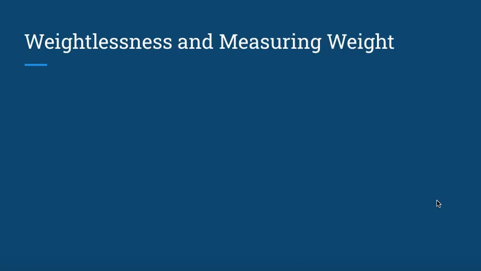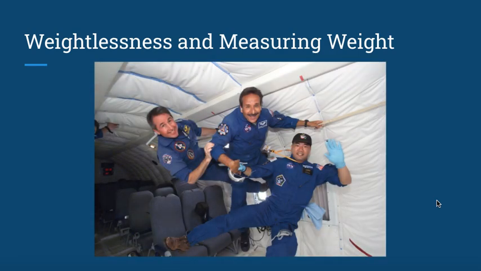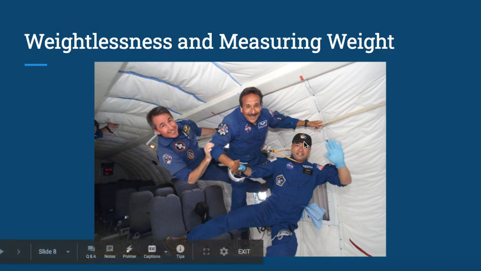Weightlessness and measuring weight. We're on page 327. You might have seen pictures of astronauts floating inside a space shuttle as it orbits Earth. Here's an example. The astronauts are said to be weightless, as if Earth's gravity were no longer pulling on them, yet the force of gravity on the shuttle is almost 90% as large as on Earth's surface. Newton's laws of motion can explain why the astronauts float as if there were no forces acting on them.